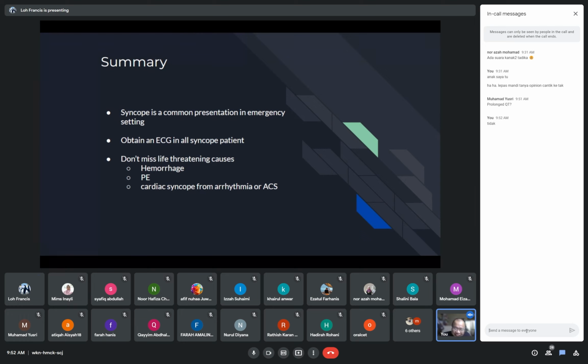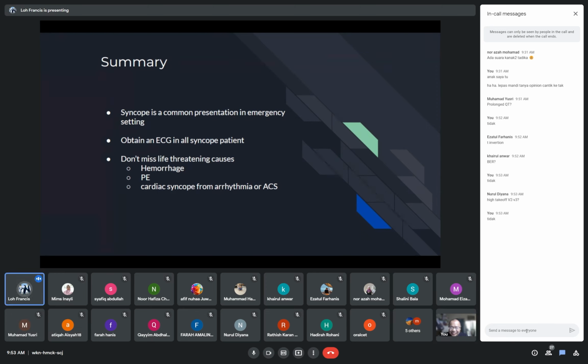Ni kawan-kawan yang lain. Shalini, Ratish, siapa Nurul Diana, Koyim. Saya baca je nama yang nampak di sini ni. Zahari, Afif Nuha. Tidak. Kena offer hadiah ni kot, baru ramai nak teka lagi kan. Kalau siapa boleh teka dengan betul, Loh akan bagi hadiah.